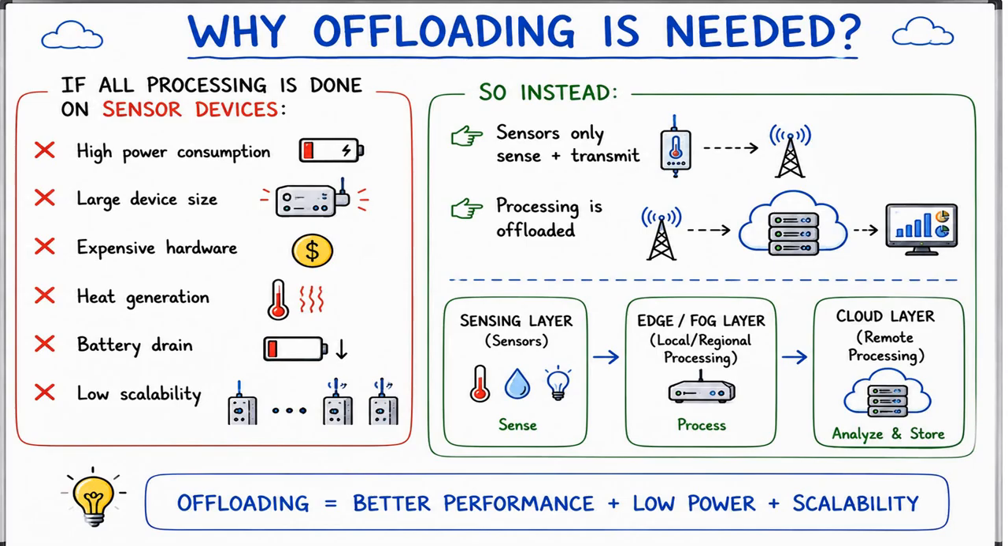Then second is larger device size. So here, advanced processing requires powerful processors, larger memory and cooling components, and this increases the physical size of the device. For example, you have a simple temperature sensor which would become bulky if it had a high performance processor. And what will be the result for that? It will not be suitable for compact applications like wearables or embedded systems.